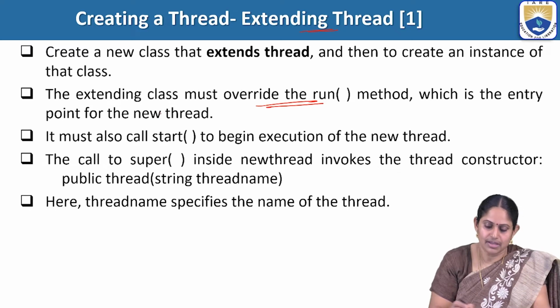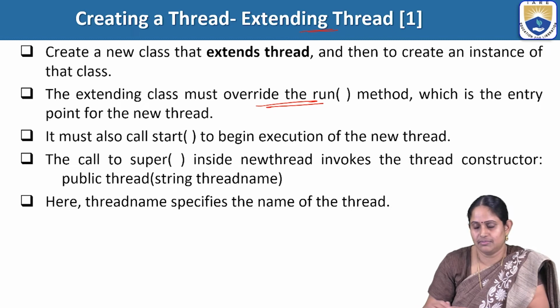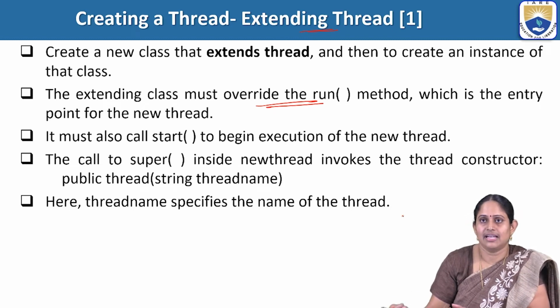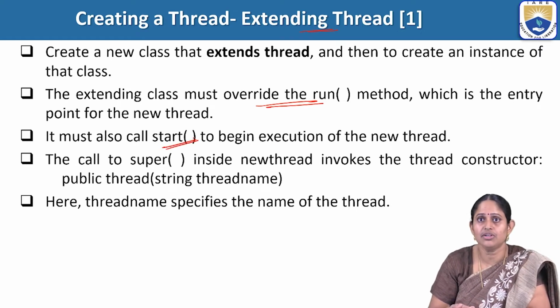Once we create a class by extending the Thread class, we have to implement the run method same as before, and then we will create an object of it and call start over it to begin the execution. Now we can make use of the super method inside the new thread to invoke the Thread constructor.